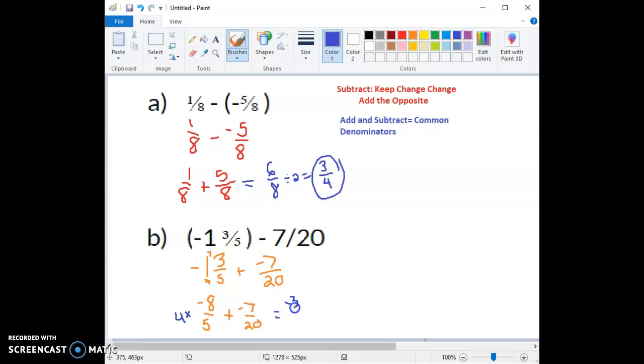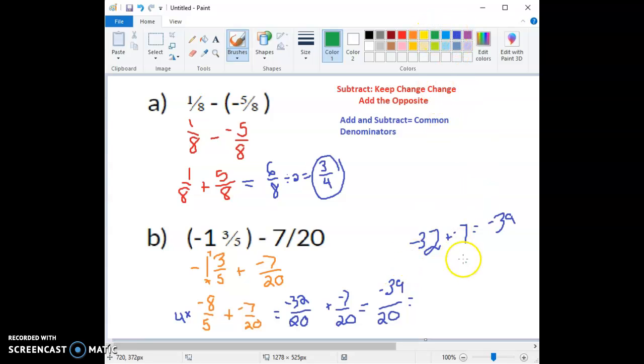So negative 32/20 plus negative 7/20. So the denominator is already the same, so I'm just going to write it out. And then the top, it's like this, negative 32 plus negative 7. Okay, they're both the same sign, so I'm going to add. So it's going to be negative 39. Okay, negative 39. Up to this point, I should see most of this work.